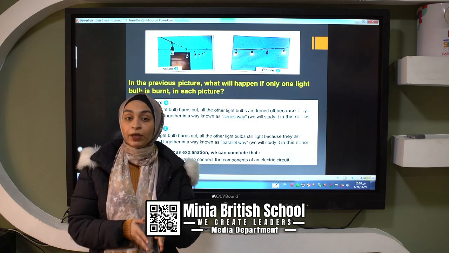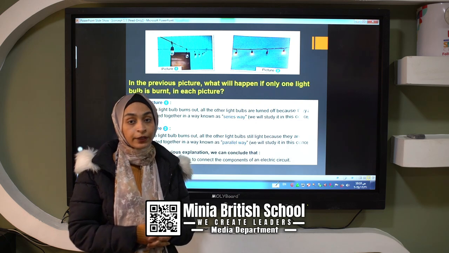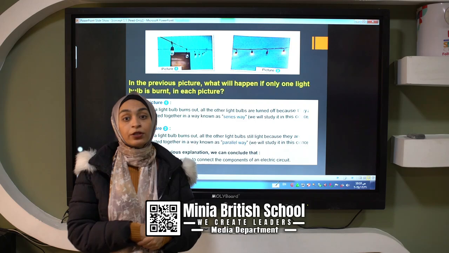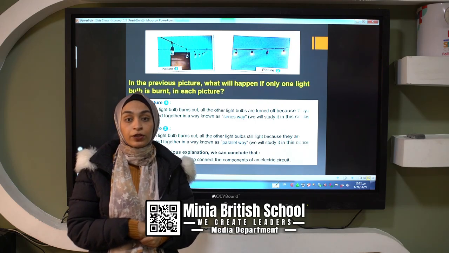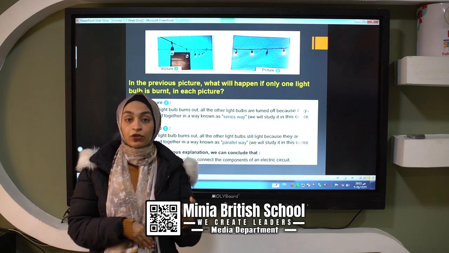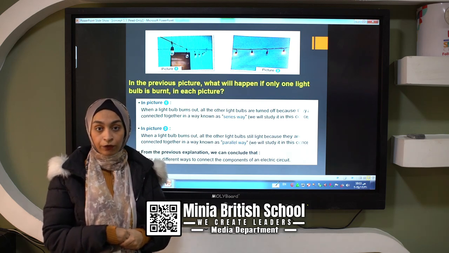Don't forget the meaning of the resistor. Resistors are one of the components of the electric circuit that is used to slow down the flow of the electric current and to avoid damage to other components. We can find the resistor in the electric stove, in the toaster, and also in the electric microwave.